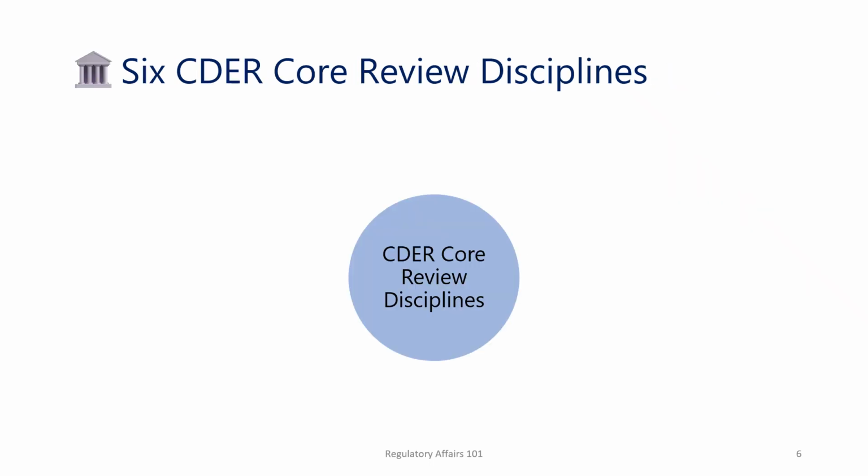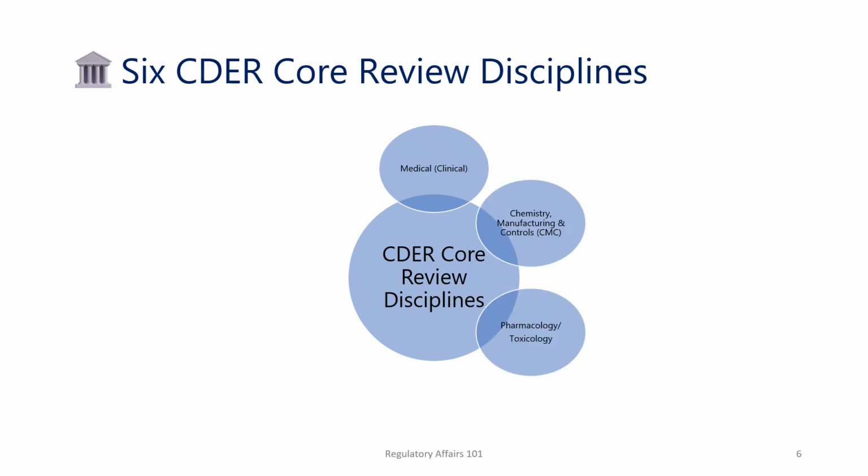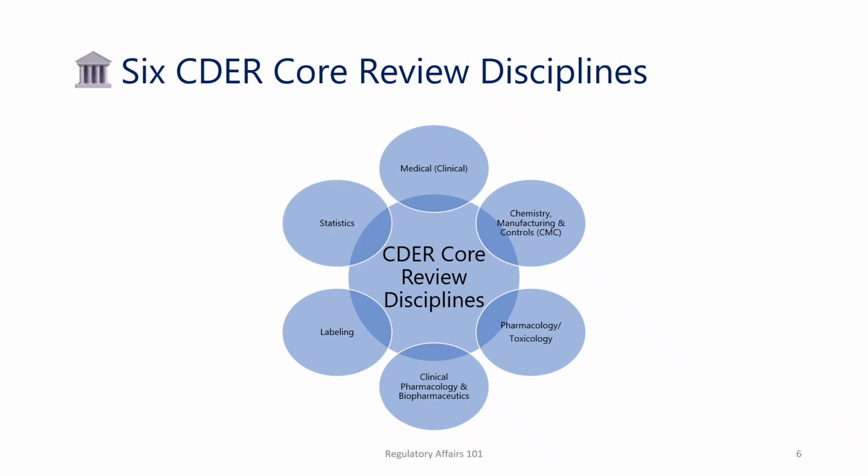Once filed, the NDA is reviewed in parallel by 6 FDA CDER disciplines: medical, CMC, pharmacology and toxicology, clinical pharmacology and biopharmaceutics, labeling, and statistics. Each discipline evaluates its section of the dossier, and a deficiency from any one of them can lead to a complete response letter.